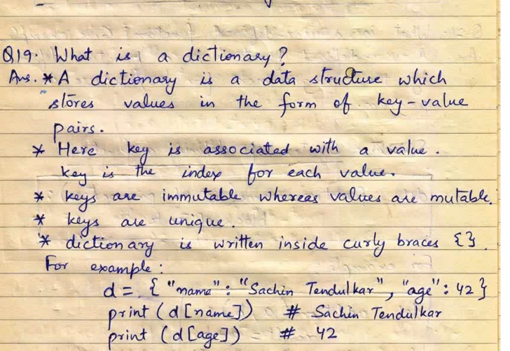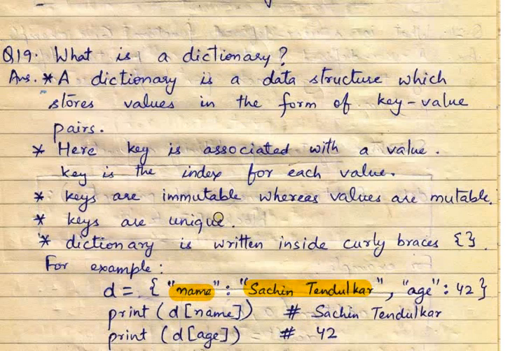A dictionary is a data structure which stores values in the form of key value pairs. Here a key is associated with a value. Key is the index for each value. Keys are immutable, whereas values are mutable. It means you cannot change the key, but you can change the value associated with the key. You can see that name is a key here, and Sachin Tendulkar is a value here. You can change Sachin Tendulkar to MS Dhoni or any other player, whatever. But you cannot change this particular key. That key will always remain name only.